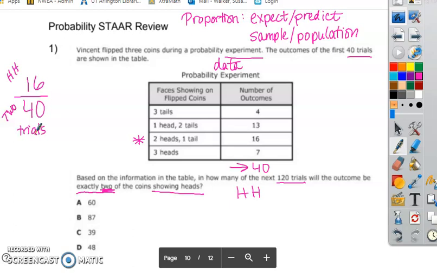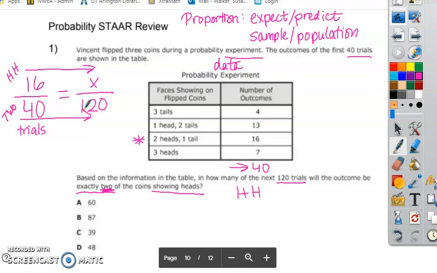Now, some of you can figure this out without me going any further, and you're going to think you're thinking a little differently, but you're really not, okay? So this is how many trials we did. We want to know for 120 trials, okay? So out of 120 trials, I want to know how many will be heads, heads, total trials, okay? They have to match, okay?